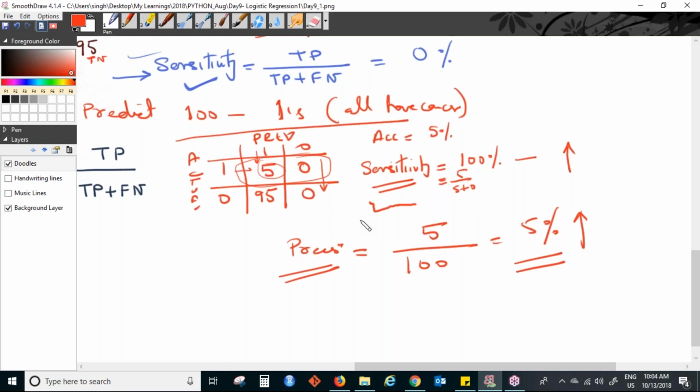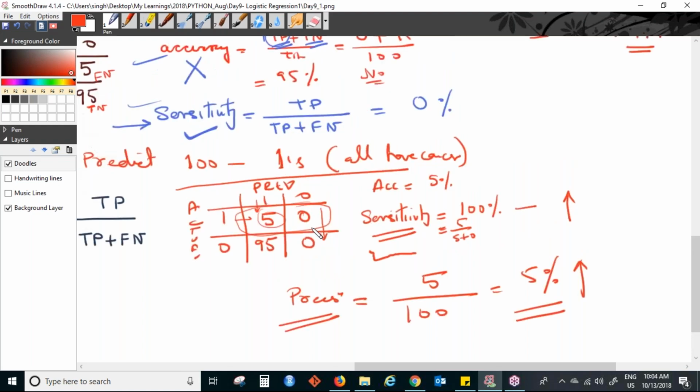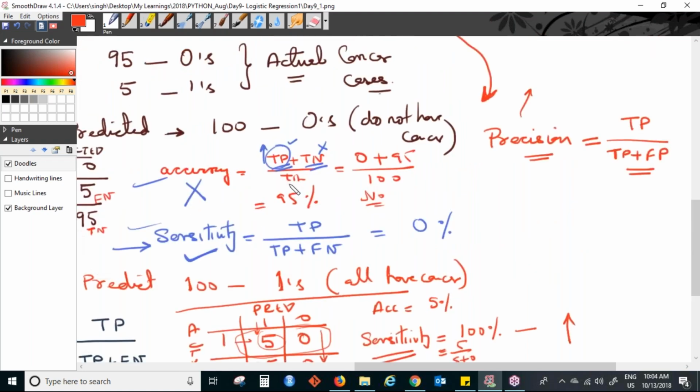If you just look at sensitivity, you may go wrong in scenarios where you are predicting all ones. And if you look at accuracy, obviously that is bad. We saw in this case we got an accuracy of 95%, but actually this model was useless because it was not identifying even one cancer patient.